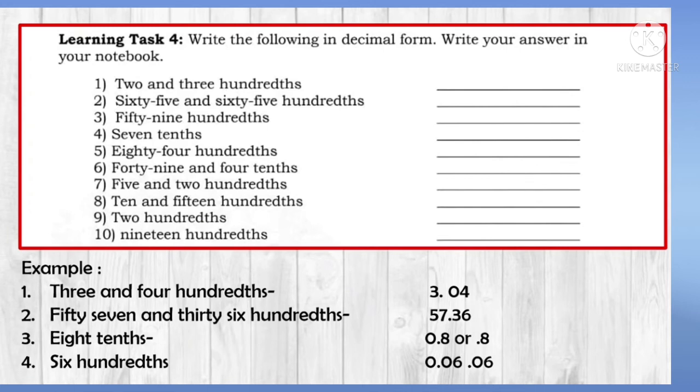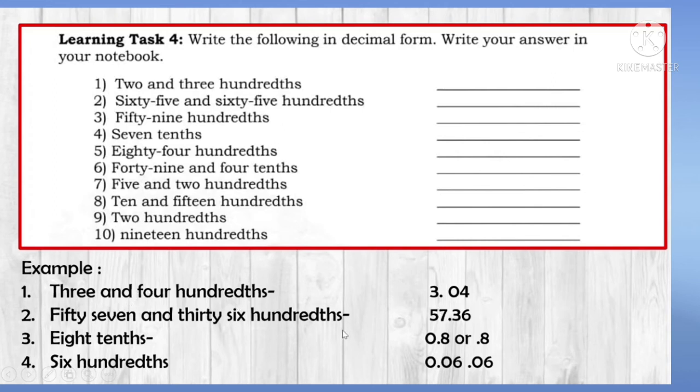Next, Learning Task 4. Write the following in decimal form. Write your answer in your notebook. So, isusulat nyo siya in the form of decimal. Dito sa baba, meron akong example. 3 and 4 hundredths. Okay? So, yung 3 ay whole number.